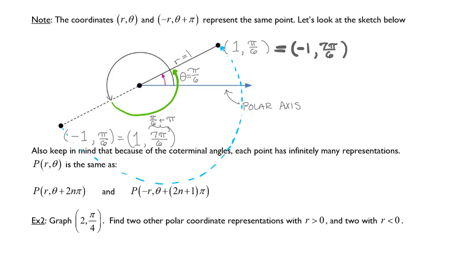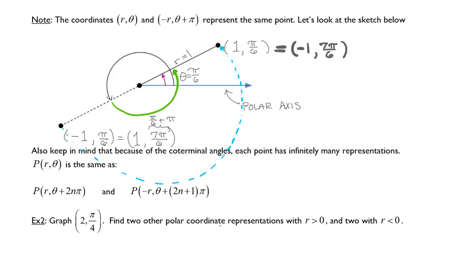Also keep in mind that because of the coterminal angles, each point has infinitely many representations, because we could go around the circle a million times and we'd still have infinitely more times we could spin around it. So this is just kind of an interesting concept, and it's possibly going to take you a few times to think about how you can have these equivalent coordinate points, and there are infinitely many of them, which is kind of cool.